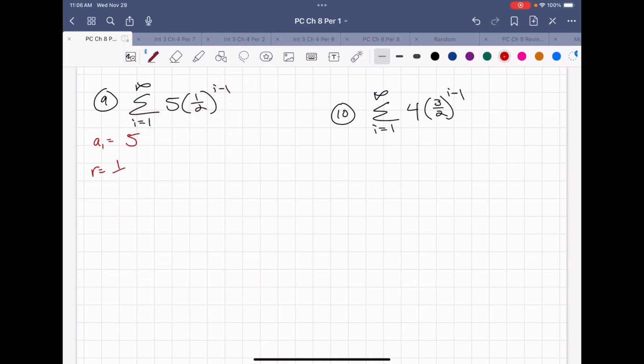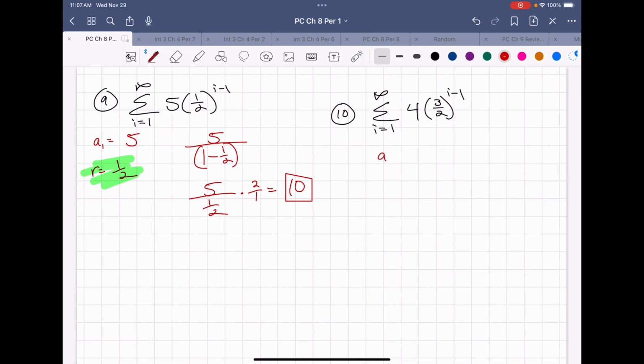R is still the number in parentheses. But you have to check, is that between negative 1 and positive 1? So is it a fraction between negative 1 and positive 1? Since it is, this is going to work, and it's A1 over 1 minus R. This is possible without a calculator. This is 5 over 1/2. We don't divide by fractions, we flip and multiply. That's a 1. And the answer is 10. But if you had a calculator, you could type it into your calculator.